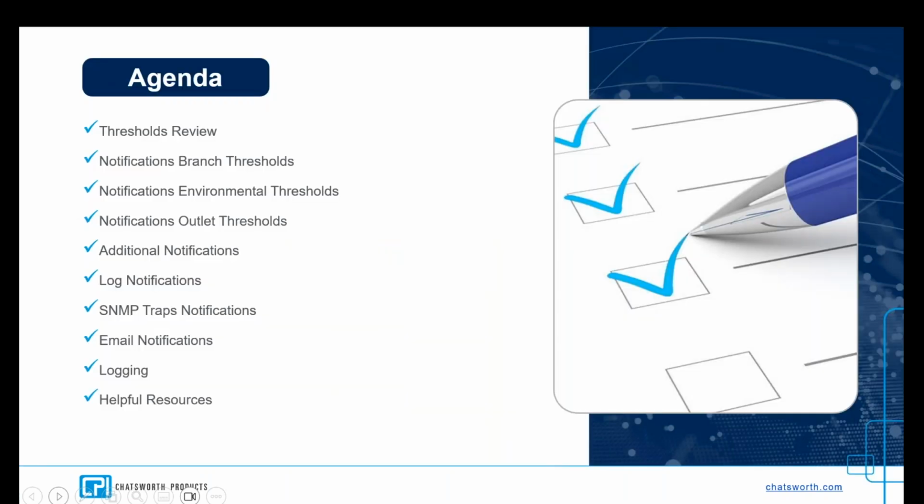And in today's agenda, we will cover a quick review on thresholds. Then we will move into explaining the different types of threshold notifications, such as branch, environmental, outlet thresholds, and additional ones that can be set up from the PDU and their notifications. Finally, we will share what are some of the notification options our eConnect PDUs offer, such as log, traps, email, and login, along with helpful resources you can use to better help in your setup process.